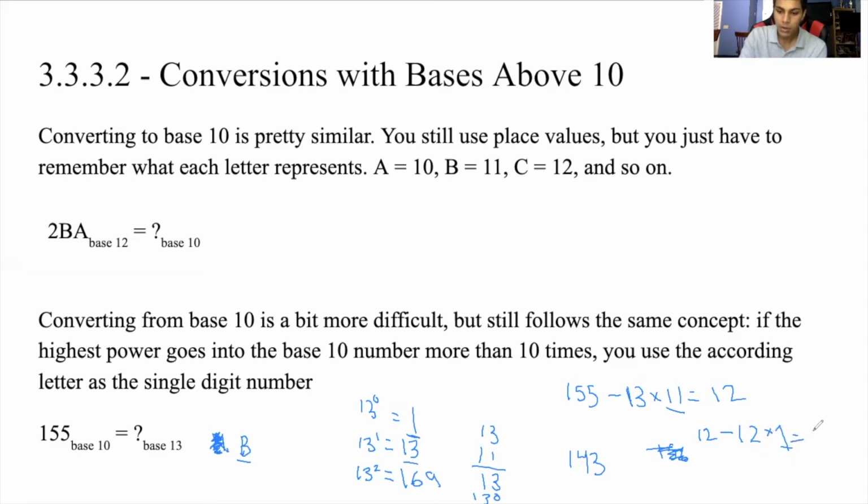So since it goes into 12 times, we need to put a 12 in our number in base 13. But remember, 12 can be represented by a single digit in base 13. And that single digit, or in this case, letter, is C, right? C represents the value of 12 as a single digit in base 13. So since 1 goes into 12 12 times, in the ones place we're going to put the letter C. And then since we have 0 remaining, and we've gotten to the ones place when converting, that means we're all finished. So 155 in base 10 would be equal to BC in base 13.